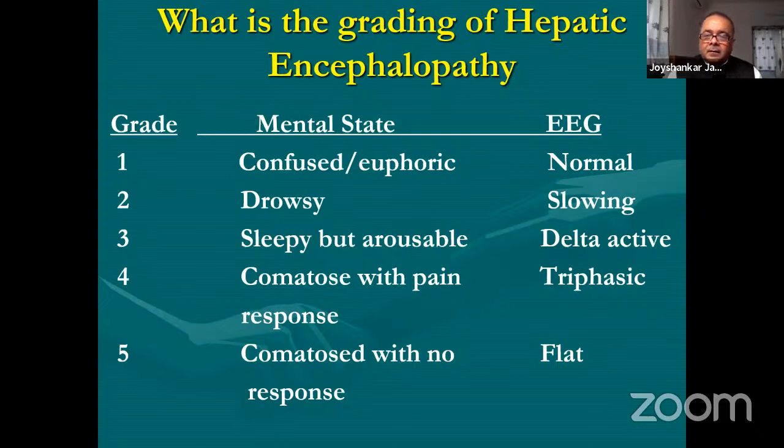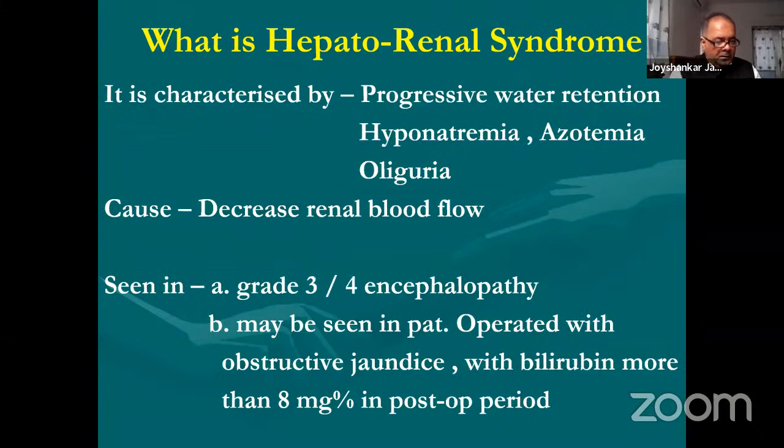Then what is hepatorenal syndrome? Most commonly asked questions, and of course, you also should know how to manage it, how to treat it and how to prevent it. So if you see, hepatorenal syndrome is a progressive water retention with hyponatremia, azotemia, and oliguria due to decrease in the renal blood flow. It is usually seen in grade 3 and grade 4 encephalopathy, and in patients who are operated with obstructive jaundice with bilirubin more than 8 mg/% in the post-operative period.